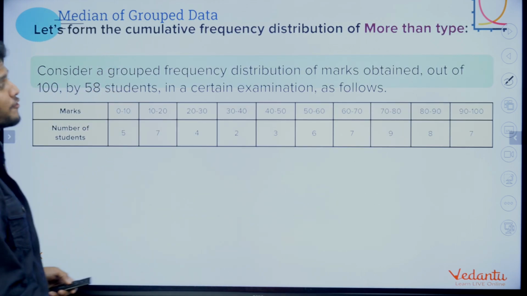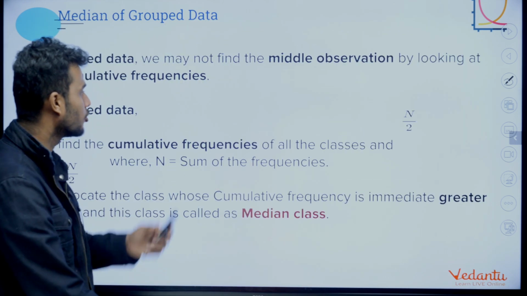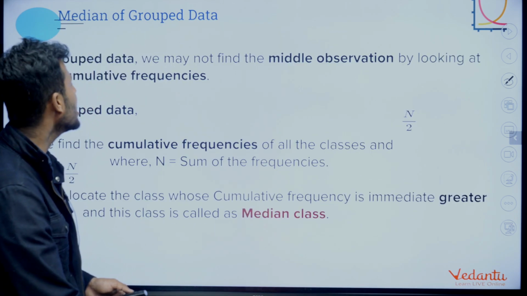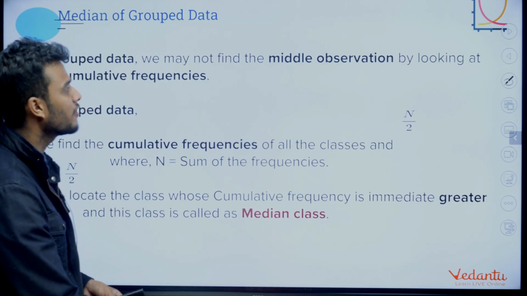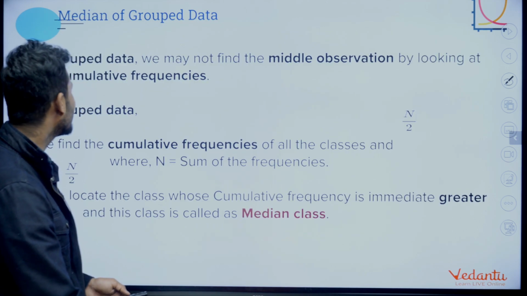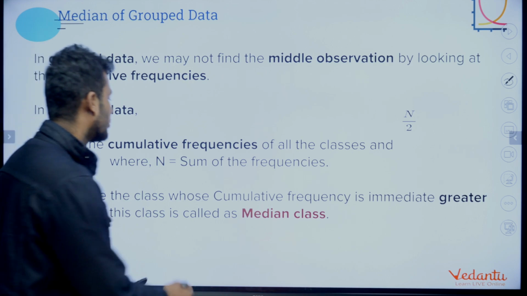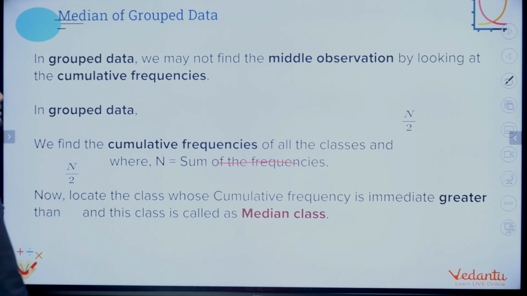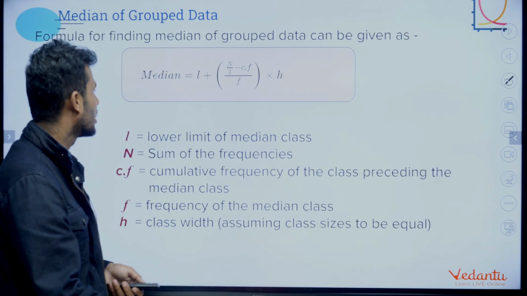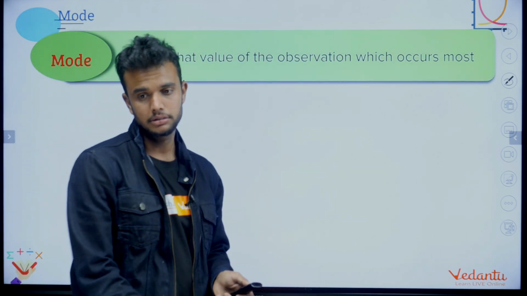Then consider a grouped frequency distribution of marks obtained out of 100 by 50 students. Same question, same only. Then here, what is the n value? In grouped data we cannot find the middle observation by looking at the cumulative frequency. So in grouped data, we find n by 2 and the cumulative frequency of all classes. n is the sum of the frequencies, we already know. Now locate the class whose cumulative frequency is immediately greater than n by 2. Right, students? Then median becomes like this. That's all.